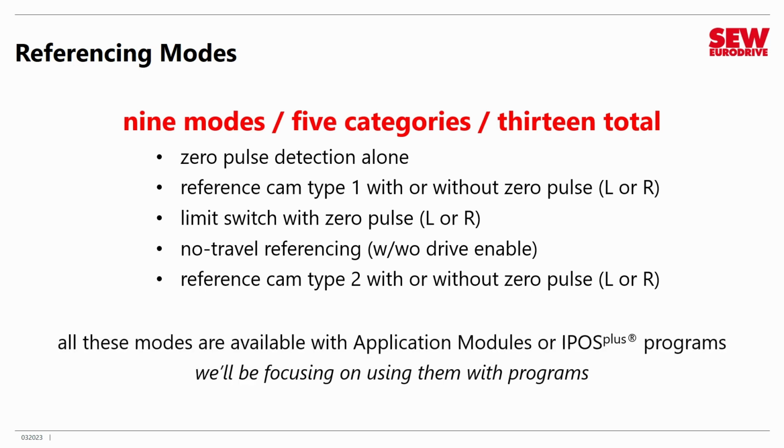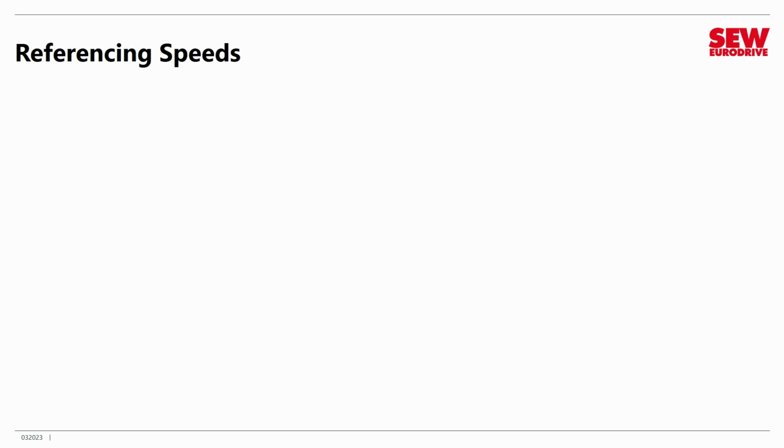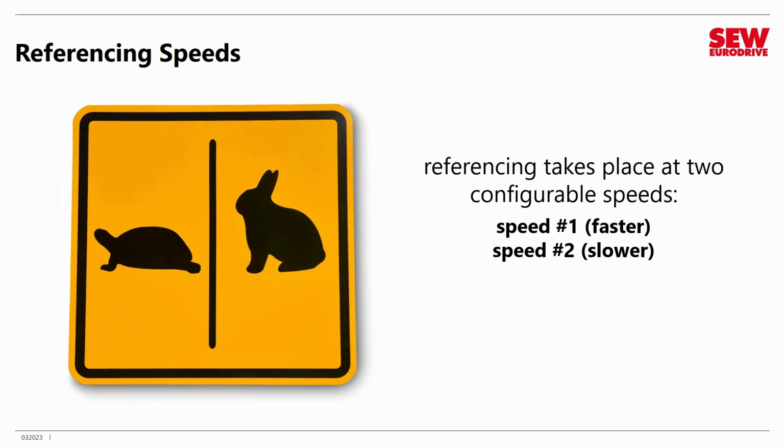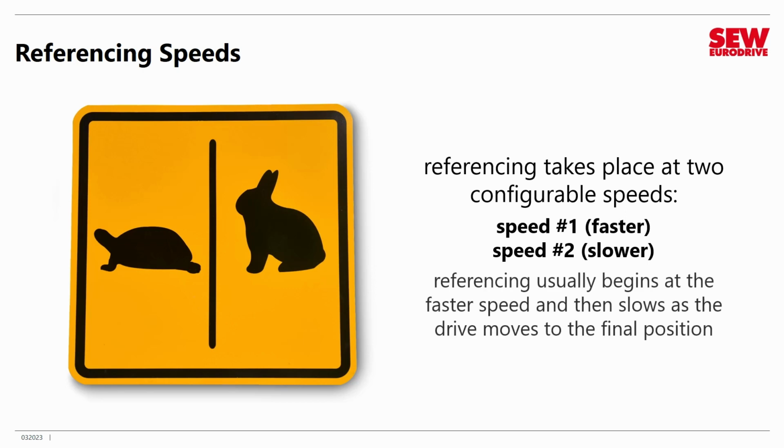All these modes are available with application modules if you do that instead of writing IPOS programs. But of course, we care about IPOS, that's why we're here, and all of them are available under IPOS as well. You should know that referencing takes place at 2 different speeds. Speed 1 is a faster speed, speed 2 is slower. You set these in the parameter tree. Generally, the idea is you use speed number 1 to get to the sensor, so you go quickly, and speed number 2 to move away from it, which is a much slower speed for more precision motion.